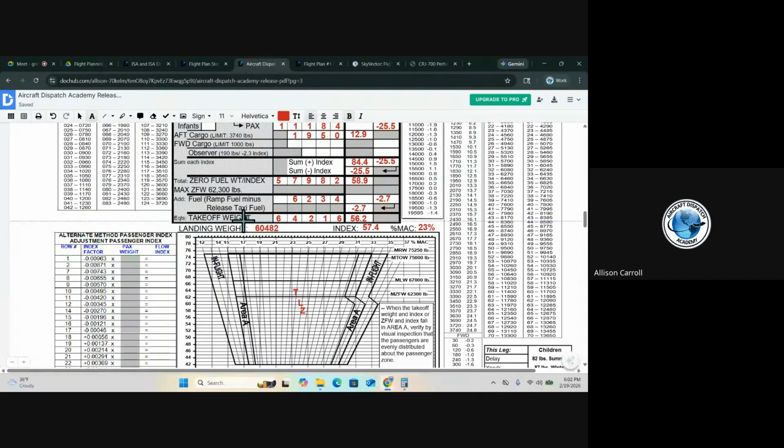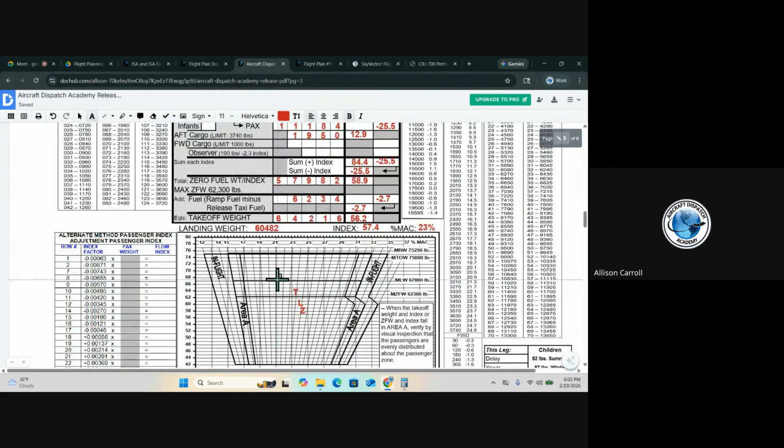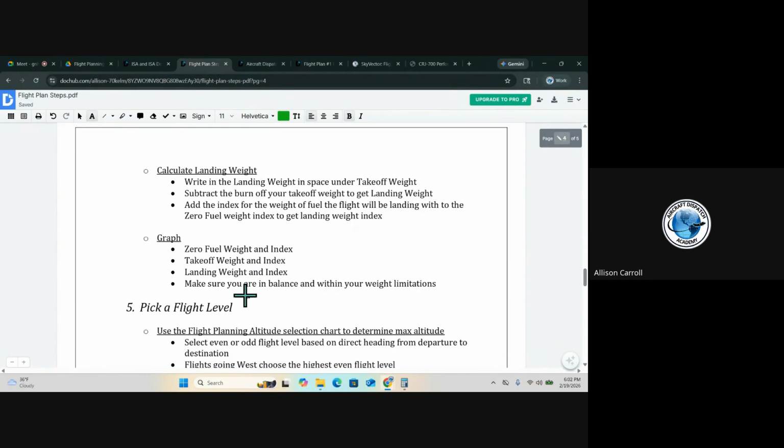So that's why I always say to find your landing weight, there are two different ways, and you can just pick one. Either one works. You get to the same answer. After that, we graphed it out. And again, remember, that last part of weight and balance is graphing it out. So you graph out your zero fuel weight and index, your takeoff weight and index, and your landing weight and index, because you make sure that you're in balance and within your weight limitations.